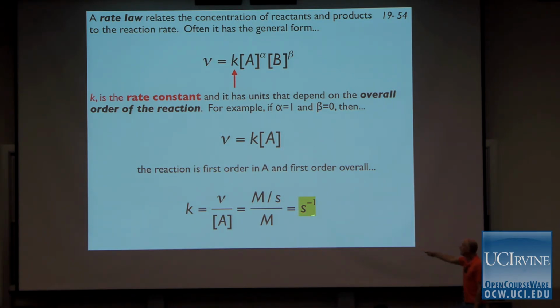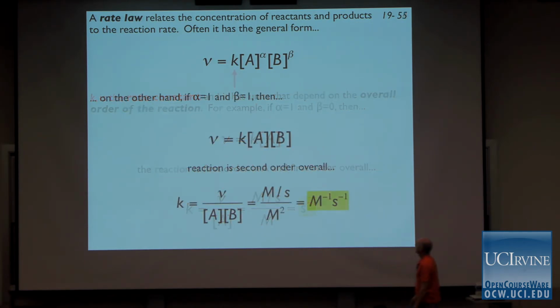So if you see units of per second, you know immediately it's a first order reaction. No one has to tell you that. If, on the other hand, alpha is 1 and beta is 1, then you've got this rate law, and you've got an overall second order reaction. If I solve for k here, I get the rate over the concentration of A times the concentration of B, and the rate is always going to be molar per second, and so I get molar squared, and so now the units are per molar per second.